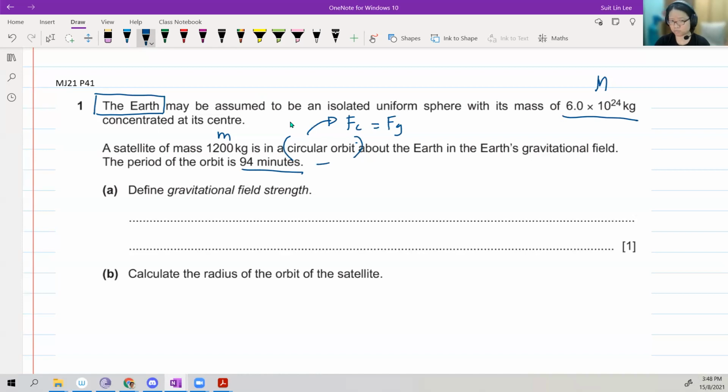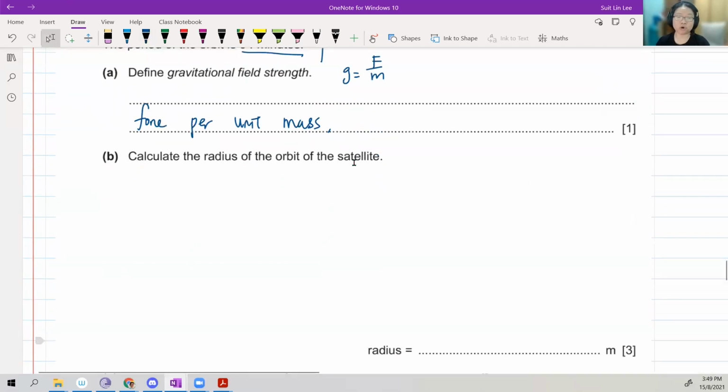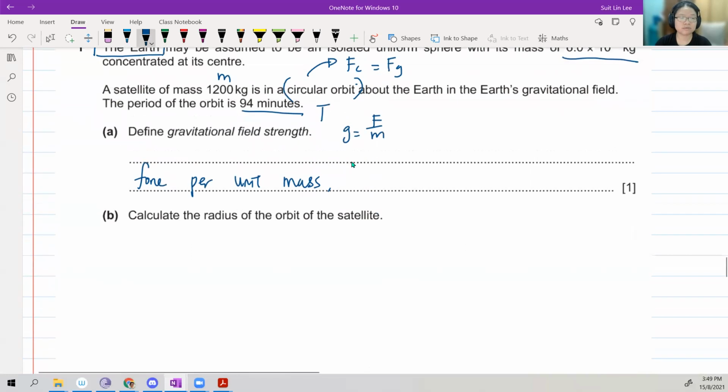Well, this is a pretty fast circle, okay, sure. Define gravitational field strength, g. This is force per unit mass. Just the term force per unit mass will get you 1 mark. Okay, next, calculate the radius of the orbit of the satellite. Well, like I said, centripetal force is equal to gravitational force. They will ask you to explain anything, so I'll just proceed with writing the equation.